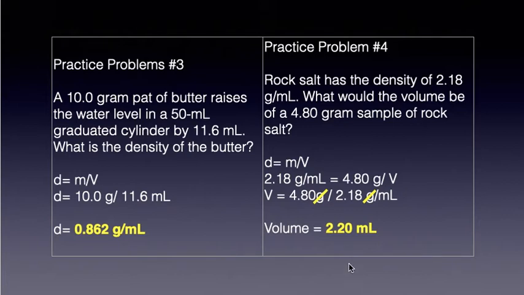Remember, because of significant digits, we have 3 digits. Our answer needs to have the 3 significant digits, even though this is a 0. This 0 is significant because it's after the decimal, after the whole number.